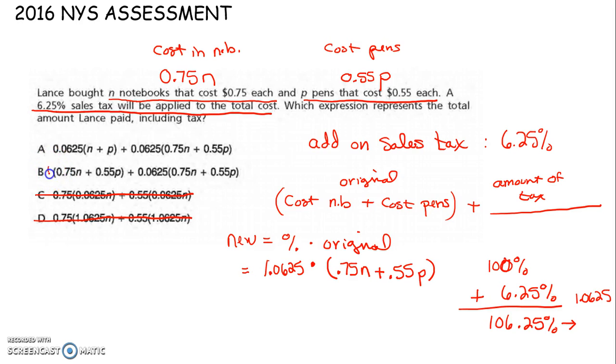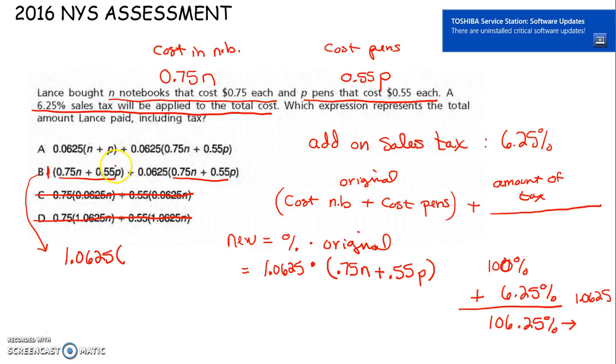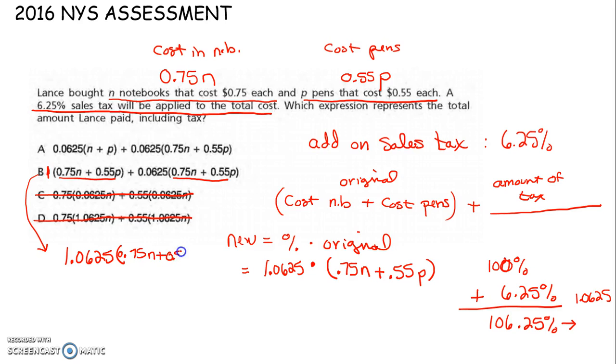Let's take a look. The coefficient out in front of here is a 1. And I have times this. That looks familiar. And then I have this 0.0625 times this matching item. Oh, that looks familiar. So if I tacked these together, what's 1 plus 0.0625? Wow, letter B would become 1.0625 times what's in these parentheses, 0.75n plus 0.55p. It's actually letter B.